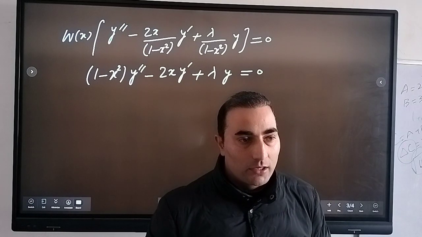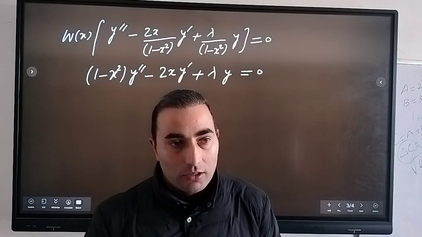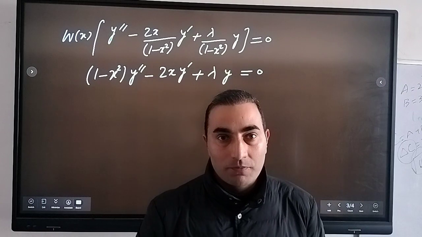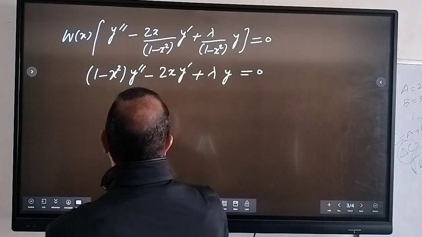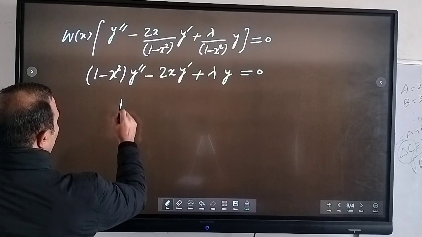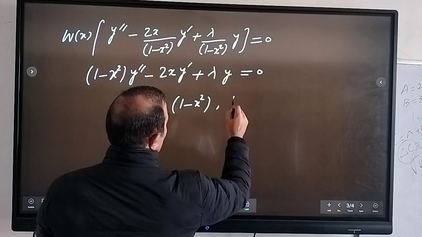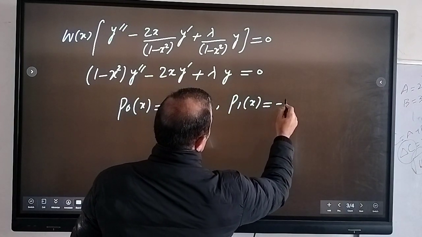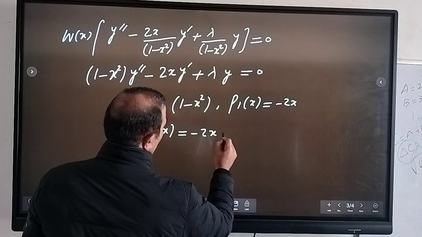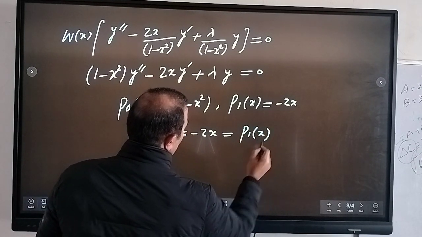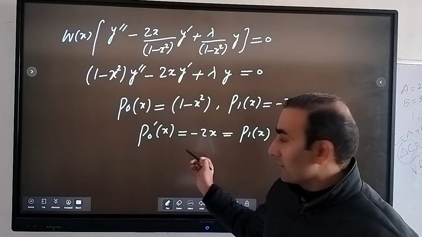Let's have a quick check whether this differential equation that we get after multiplying by w of x is self-adjoint or not. For a differential equation to be self-adjoint, it should fulfill one criterion, that p0 dash of x should be equal to p1 of x, right? But we know from here what p0 of x is. Here p0 dash of x is equal to p1 of x. When you differentiate this term, that's minus 2x, that's equal to p1 of x.